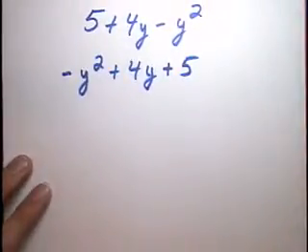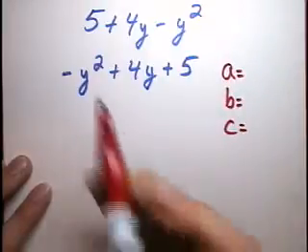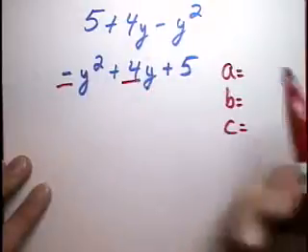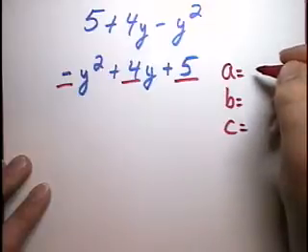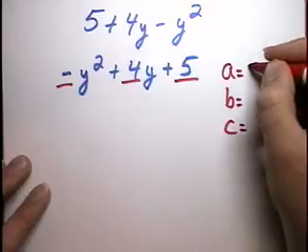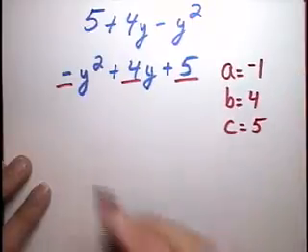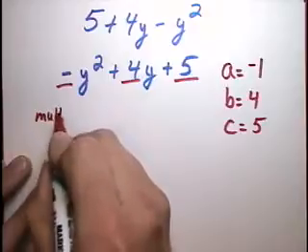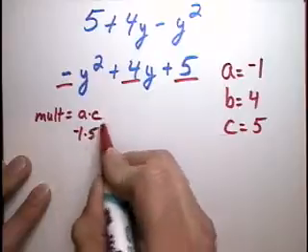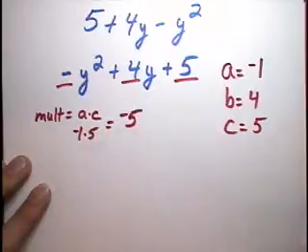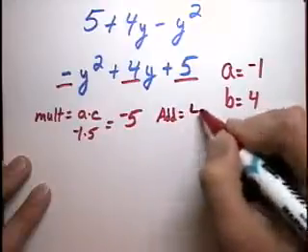Now let's identify the a, the b, and the c. A is the coefficient of the first term, b is the coefficient of the middle term, c is the whole number constant. In this problem, a is really that negative sign, which stands for a -1. b is 4 and c is 5. So I need to find what two numbers multiply together to give me a times c. A is -1 and c is 5, so I need two numbers that multiply together to give me -5, but that they're going to add together to give me b, which is 4.